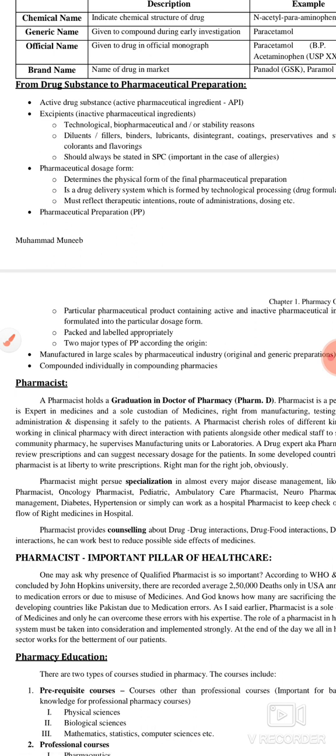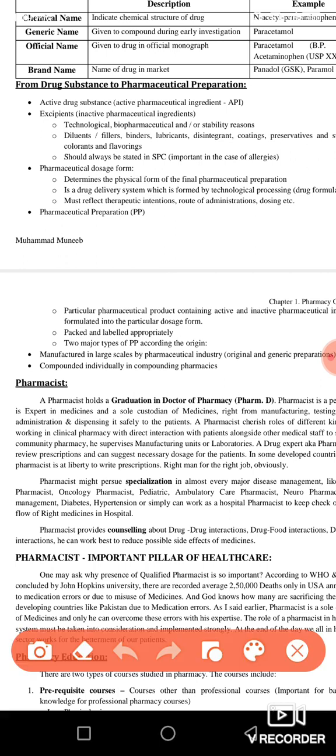Now let's see how we go from drug substances to pharmaceutical preparations. So how is it going to be prepared? First of all, the active substance of the drug is counted out. This active substance is called the API, the active pharmaceutical ingredient. If you want treatment of a particular disease, one thing present in the drug is going to treat you, but some other things are also added in the drug as excipients.